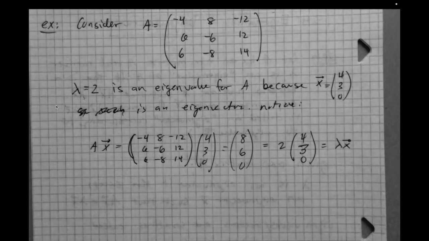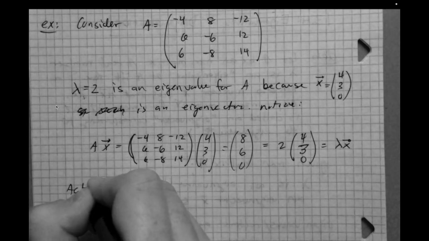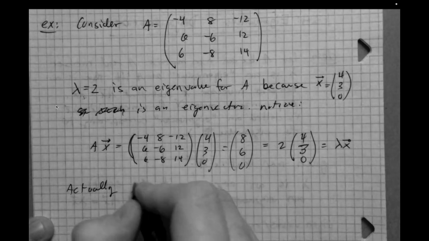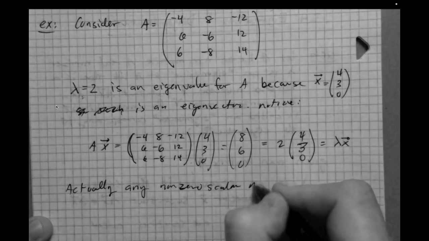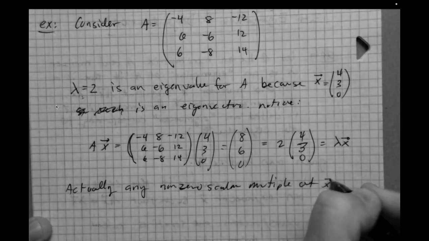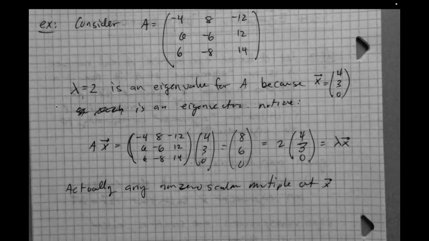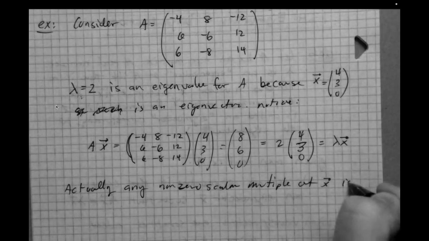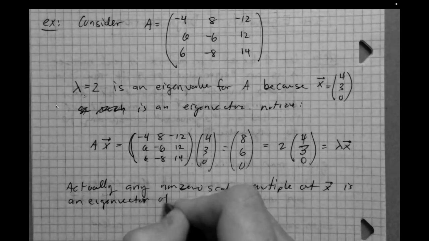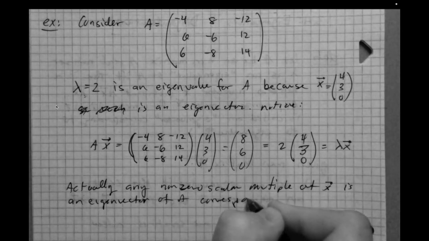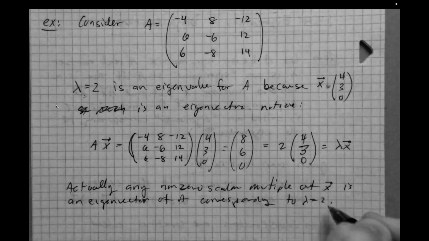Okay. Now, it turns out that this eigenvector of 4, 3, 0 is not the only eigenvector corresponding to lambda. Right? So what we would say is actually any non-zero scalar multiple of x is an eigenvector of A corresponding to lambda equals 2.